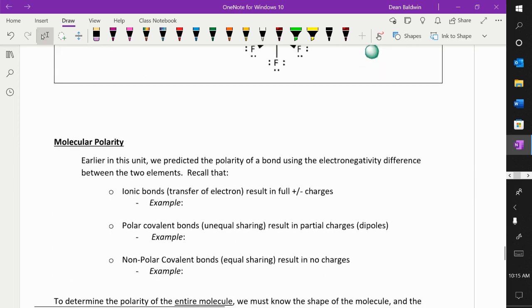Tomorrow, we'll look at molecular polarity. So we talked about bond polarity, how the charges are separated in a bond. Now we're going to look at what that looks like in an actual molecule. And that depends on the 3D shapes.